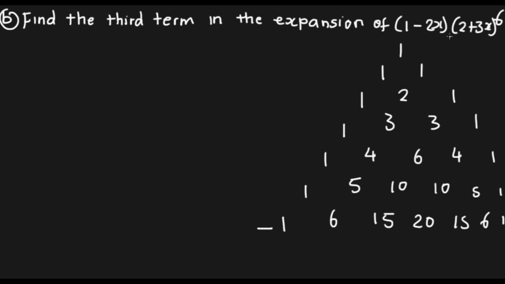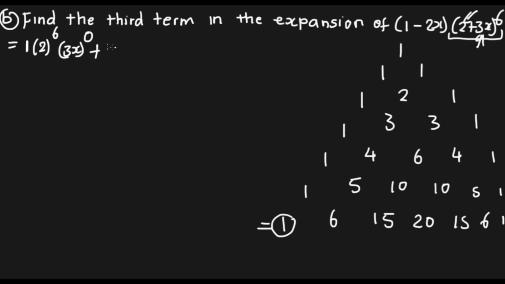So let me first expand this part here. So this is my focus. How do you begin? You begin with the first number, 1. So you take 1 multiplied by this 2 raised to the power 6 times the other one, 3x raised to the power 0. You need to make sure that if you add 6 plus this 0, you get the same exponent of 6.